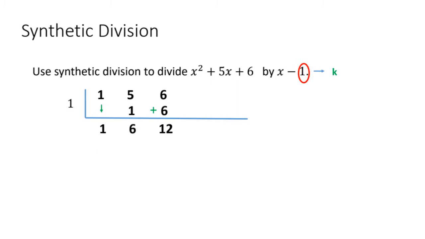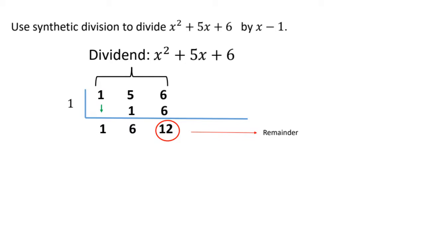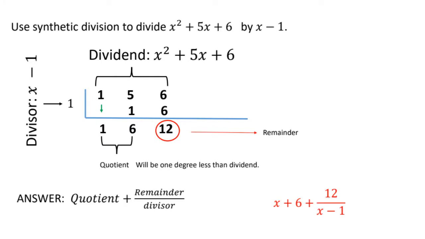So in this problem, we don't have a remainder of 0. I can represent the quotient, which is going to be one degree less than what we started with. We started with an x squared, so our final answer, our quotient, is: our 1 now is an x, and 6 becomes our constant. And since we had a remainder, the way we represent the remainder is plus the remainder over the divisor. Our divisor was x minus 1, so it's 12 over x minus 1.